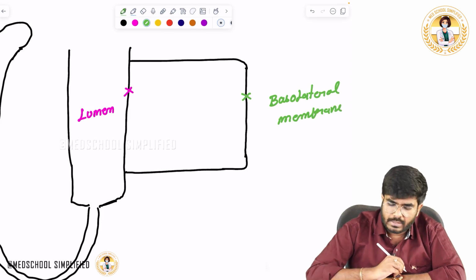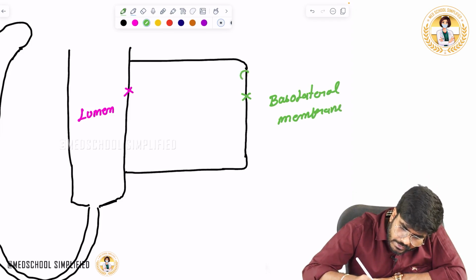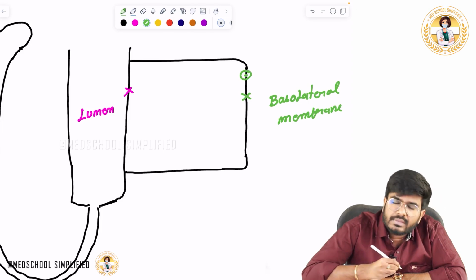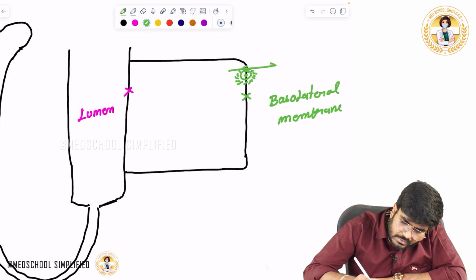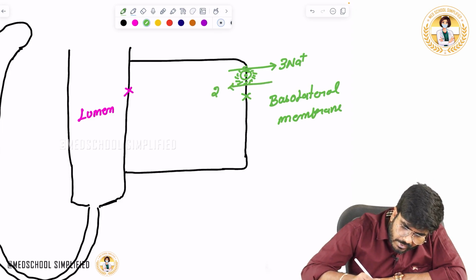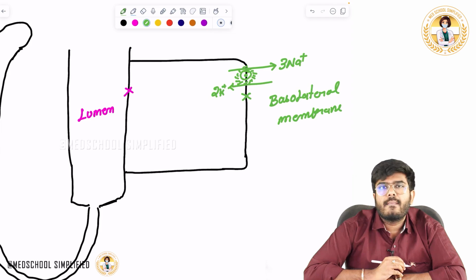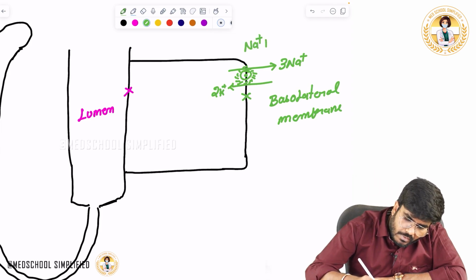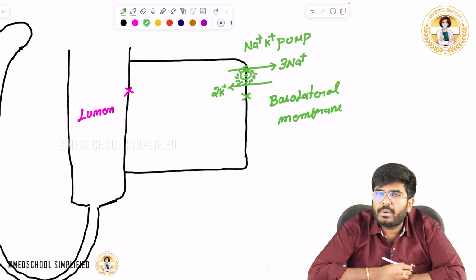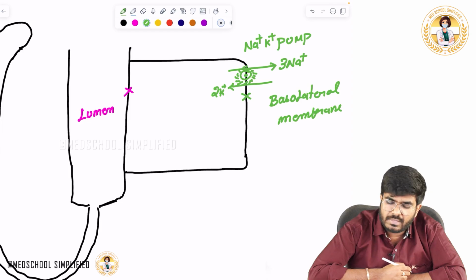Okay, basolateral membrane. On this basolateral membrane, look carefully, there is a pump. What this pump does, you should tell me, is it throws 3 sodium ions out of the cell and brings 2 potassium ions into the cell. Okay, so what is this? This is nothing but the sodium potassium pump. So there is a sodium potassium pump on the basolateral membranes of these epithelial cells.